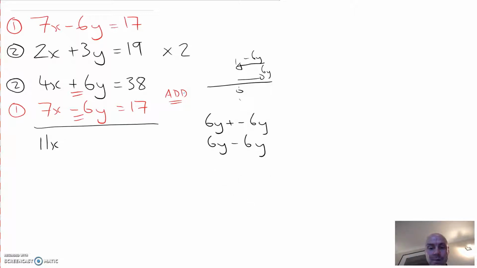We want to add these two together, and that's going to definitely give me 0y. Nothing there. Okay, 38 plus 17. Oh, that's 55? I think that's 55. Right, so what do we got? 11x equals 55.